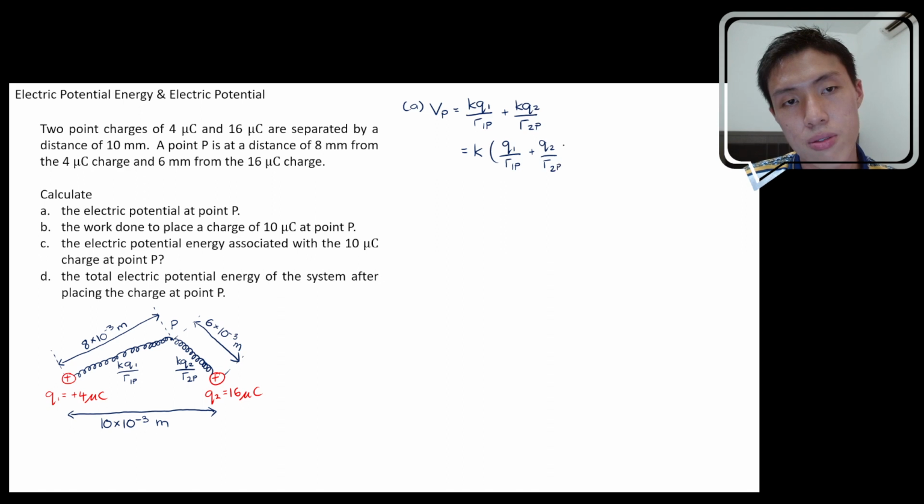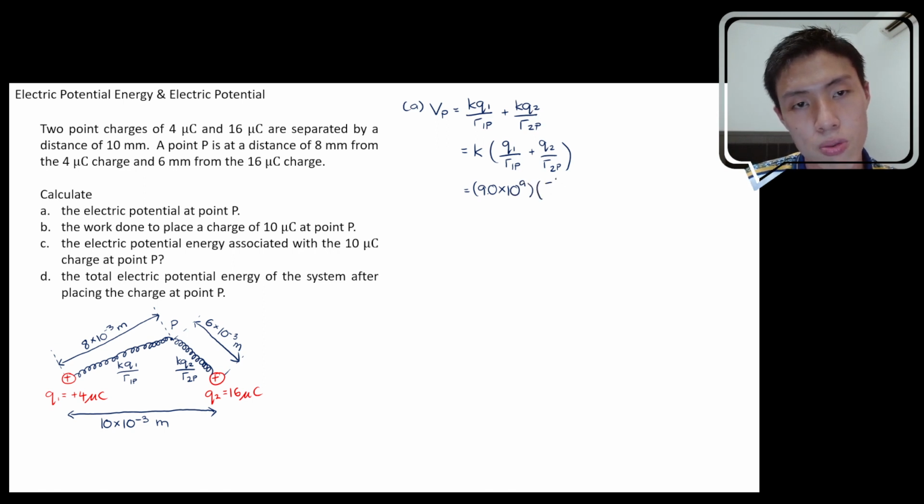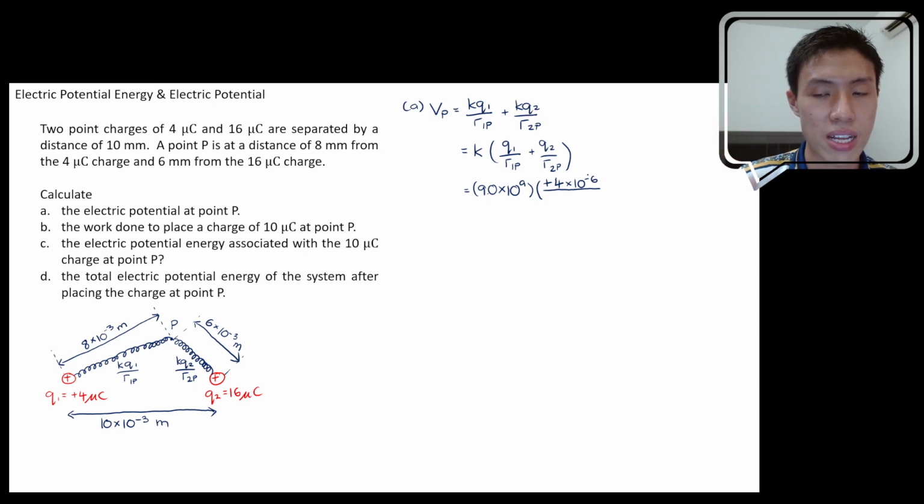So now we are left with substitution. k is the electrostatic constant, so 9.0 times 10 to the power of 9. Then you have your Q1, which is a positive 4 microcoulomb. We need to include the sign here because we are talking about scalar values. So the sign matters to indicate the values, okay? So we have to put in the positive or negative sign of the charge. Okay, R1P, the distance will be 8 millimeters, so 8 times 10 to the power negative 3.